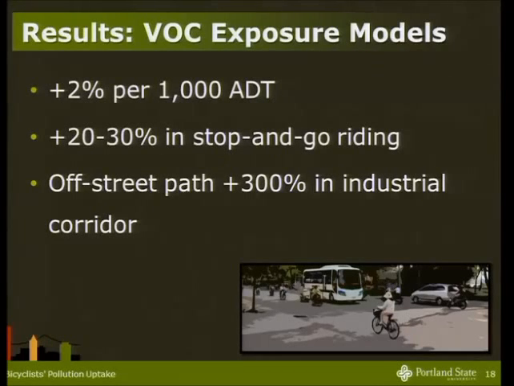So first of all, we found about a 2% increase in VOC exposure concentrations per 1,000 ADT, or average daily traffic. This was robust to a number of different model specifications, and actually it was very similar for CO, carbon monoxide, as well. So this is a really handy quantification. It's something that was not in the literature yet, and this provides a pretty easy way to do some back-of-the-envelope or scenario planning estimation of exposure differences for two different routes, because you estimate about 2% higher exposure per 1,000 ADT difference in the two facilities.